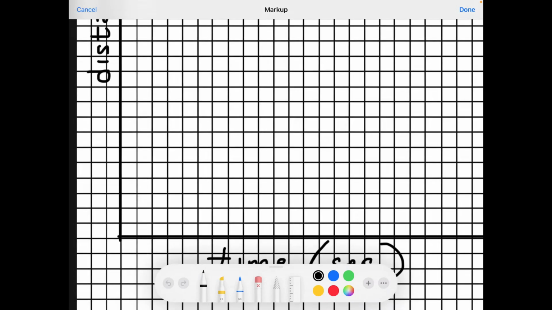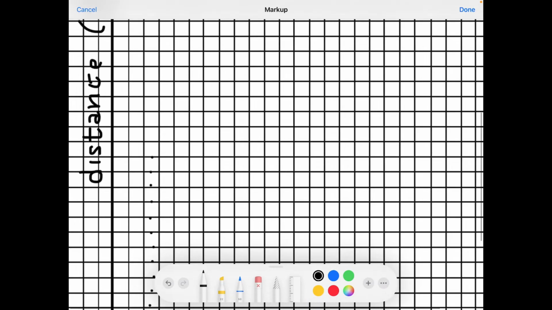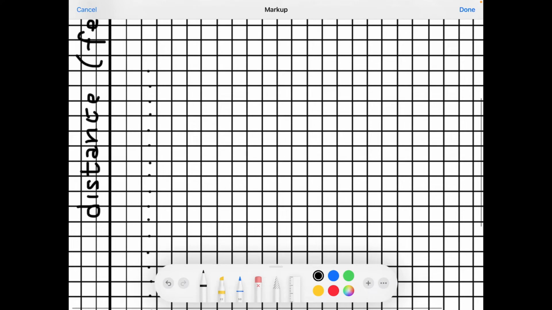So we're going to mark 2.4 seconds, about 0.4 on the x-axis. And then we're going to go up 20: 1, 2, 3, 4, 5. Here's our data point. That is for trial number 1.